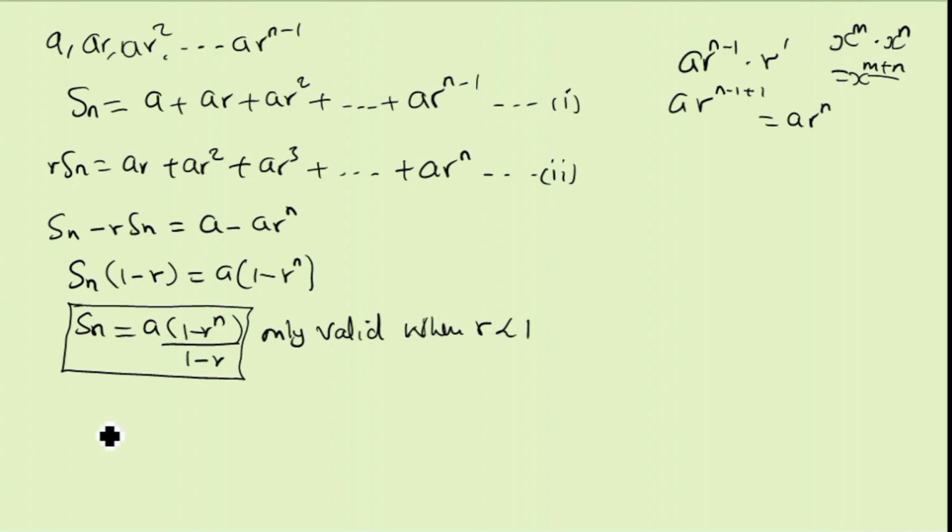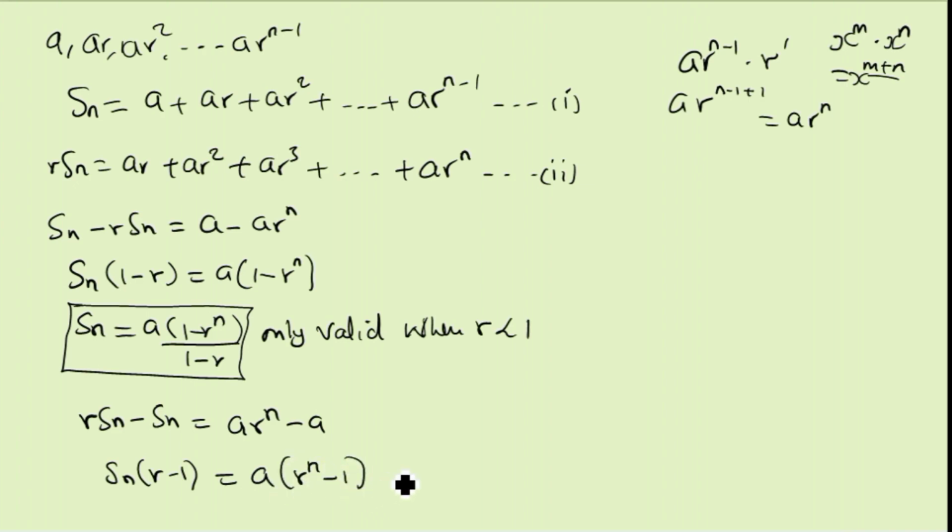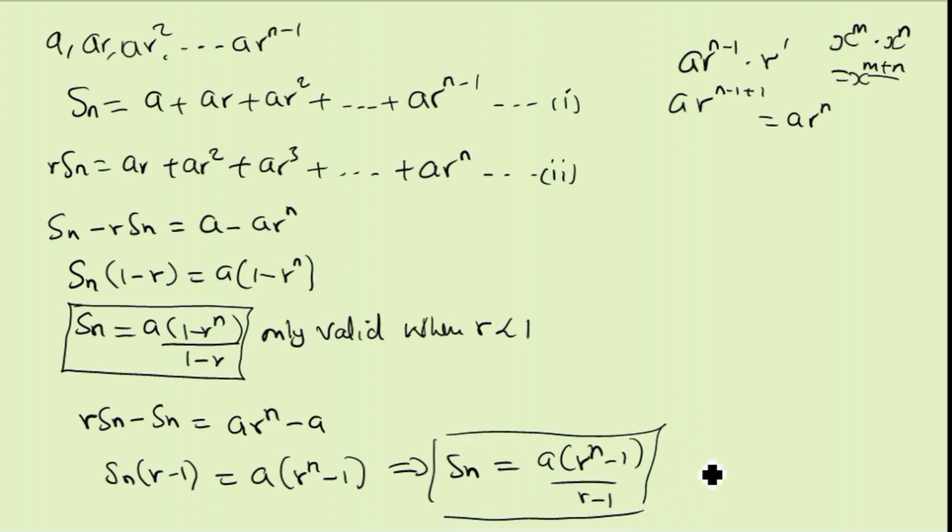Again, subtracting equation 1 from 2, I shall have rSn minus Sn equals ar power n minus a, from which Sn into r minus 1 is equal to a into r power n minus 1, and Sn is a into r power n minus 1 over r minus 1, and this formula is valid when the value of r is greater than 1.